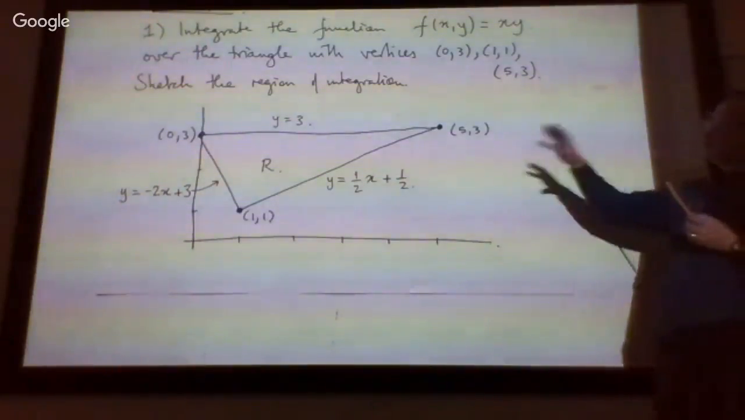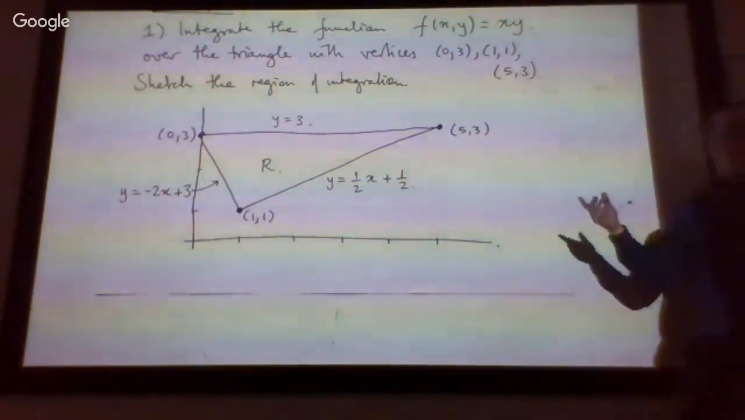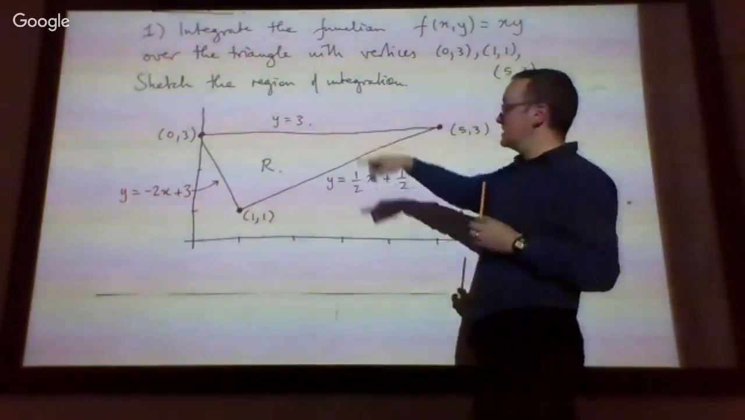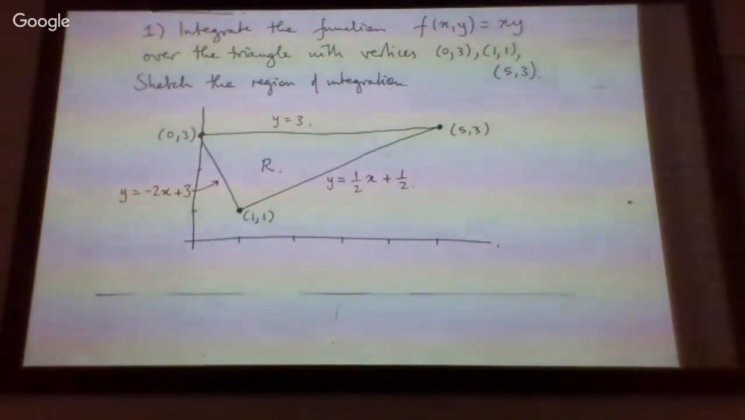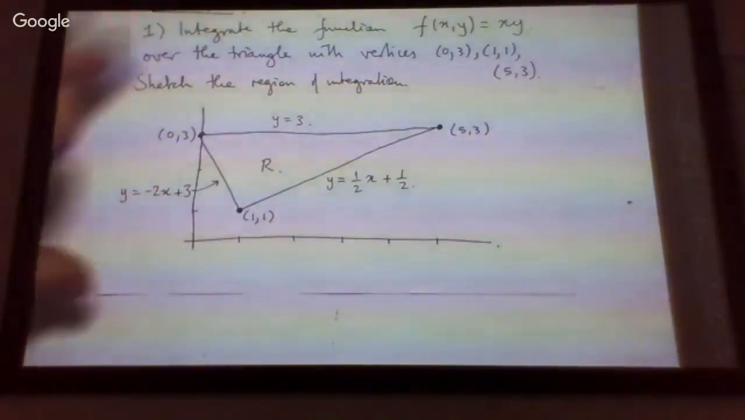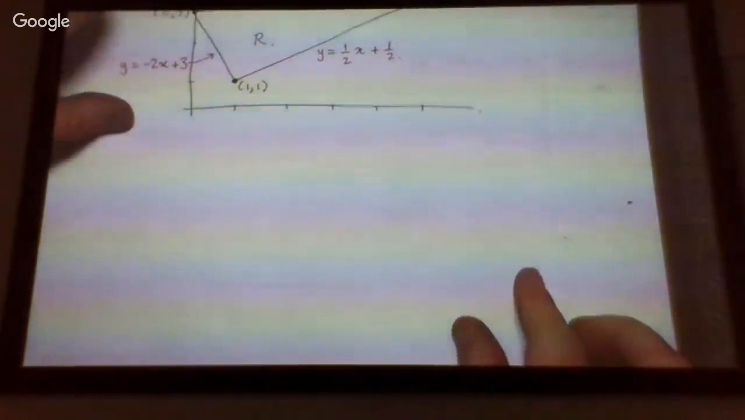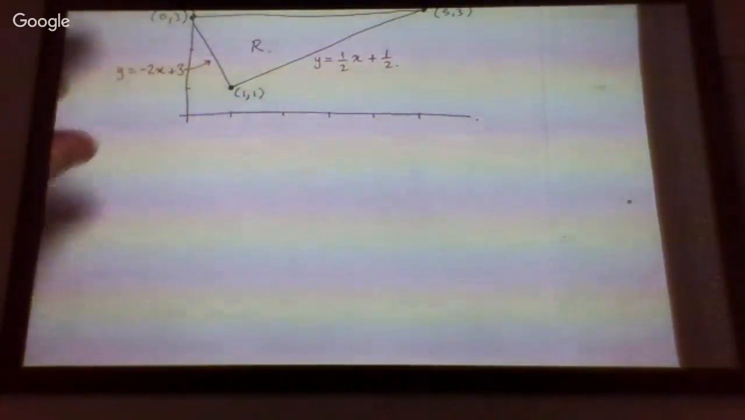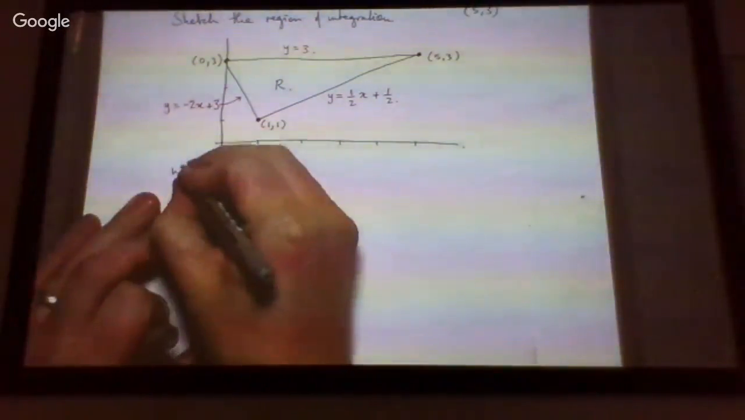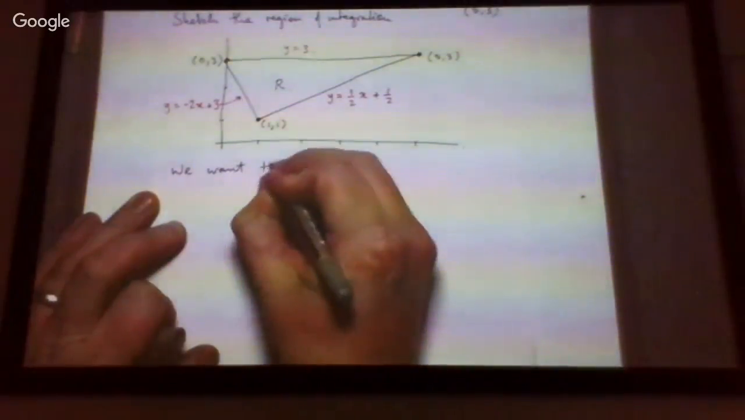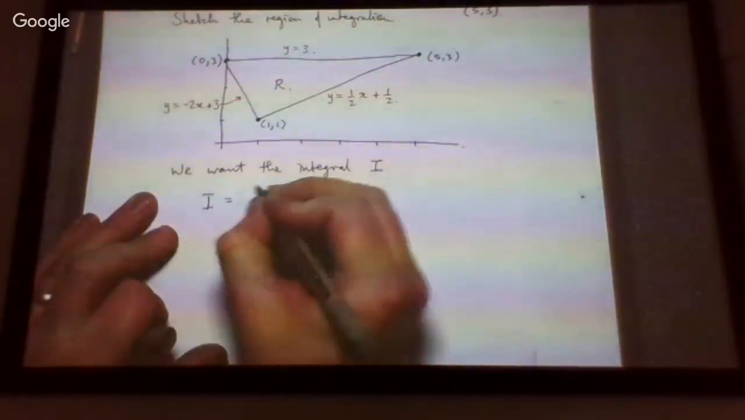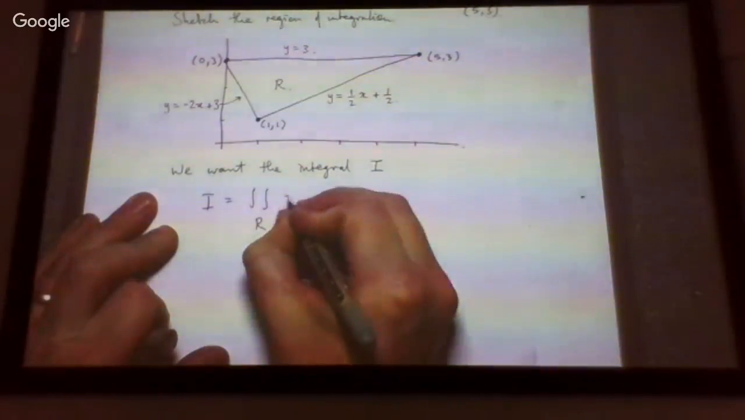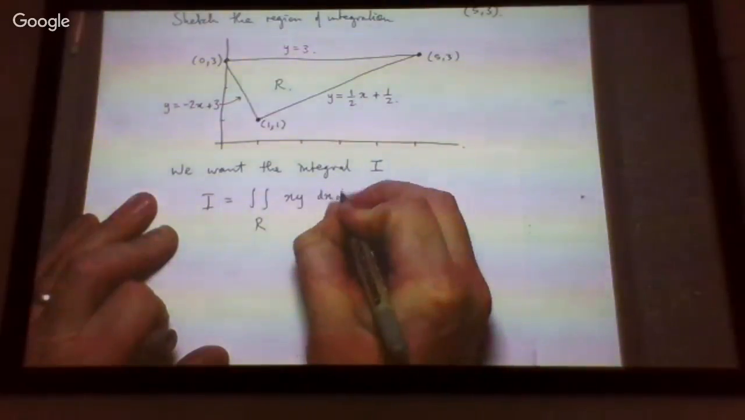Okay, so we've got a nice sketch of our region, and we completely know everything about it. It's a triangle across these 3 vertices, and we've obtained the equations, the formula descriptions, of the 3 boundary curves. So we want the integral I, where I is the double integral over R of xy dx dy.